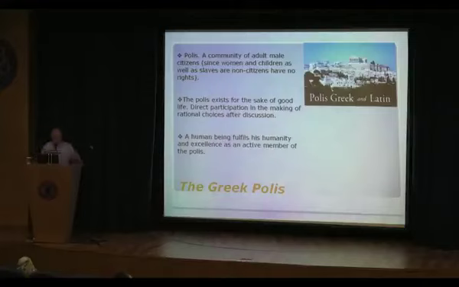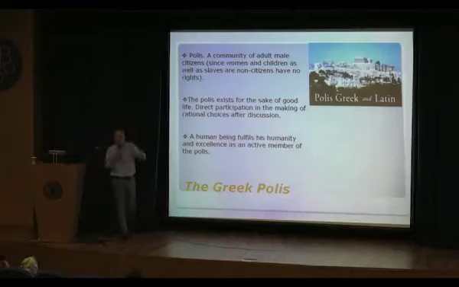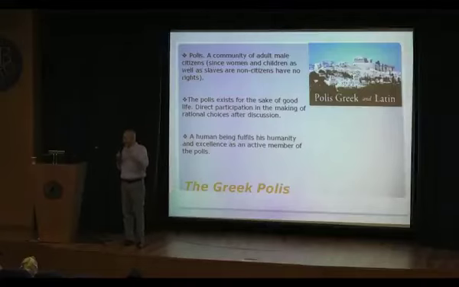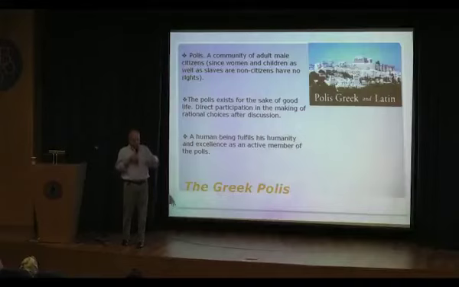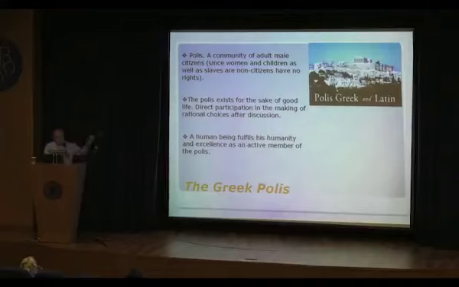So the polis exists for the sake of the good life, direct participation in the making of rational choices after discussion. Now, what is rational? We today question the whole idea of rationality, if you want, but not in this philosophical sense. These are mature men, usually, in small communities, but the largest polis, Athens, at its largest, was something like 300,000 citizens with women and children and slaves. Please correct me, because I'm not the expert in this, but from what I've read, those who are voting and meeting and taking rational decisions are around 100,000 men, perhaps. So the idea of the polis is that a human being fulfills his humanity and excellence as an active member of the polis.